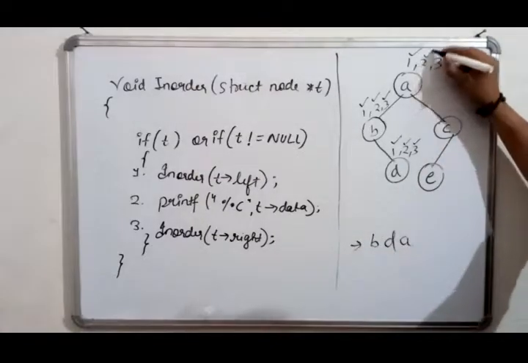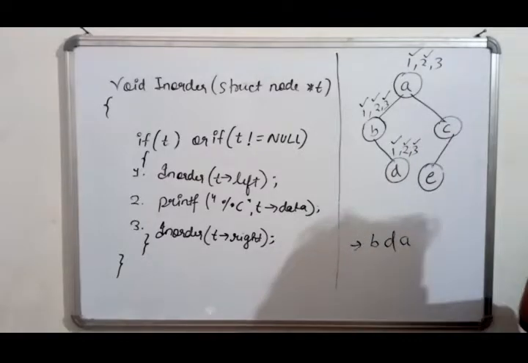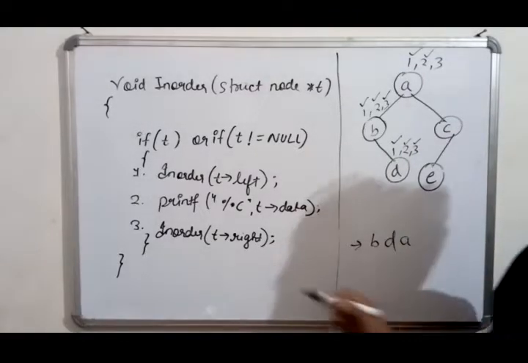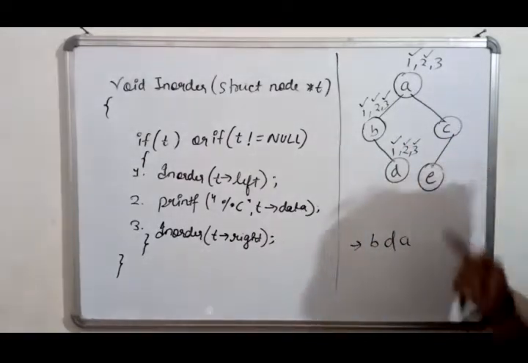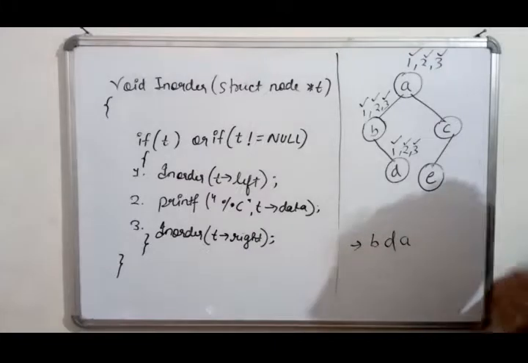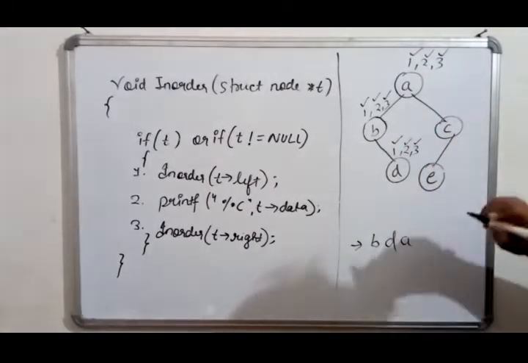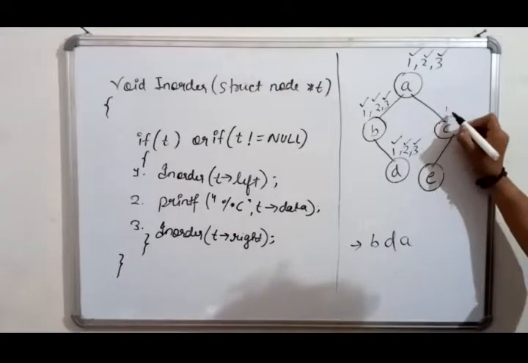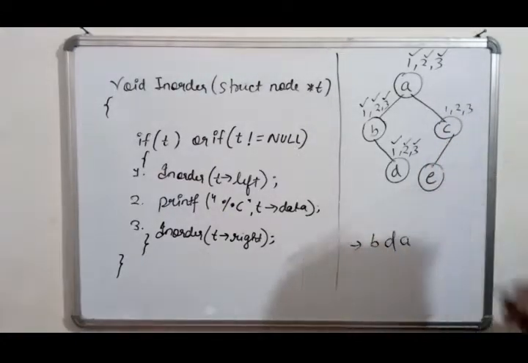So now the second instruction of A is also executed. Now what is the third instruction? The third instruction is that we will call the inorder function again with its right child. So all three instructions of A are now executed, and we are currently at this node. Okay, 1, 2, 3.